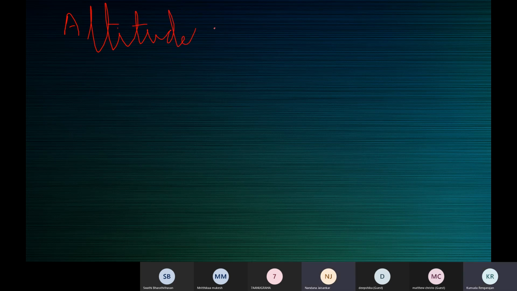All right. Now, what is an altitude? In a triangle, what is an altitude? Ma'am, it is the height of the triangle. It's a perpendicular line which joins any vertex of the triangle to the midpoint of any side, ma'am.